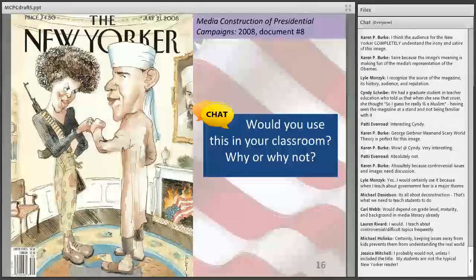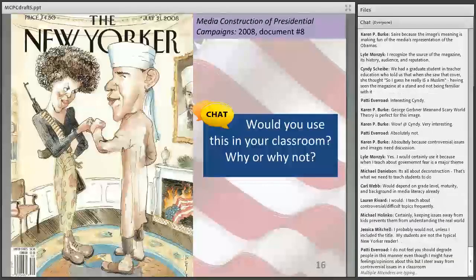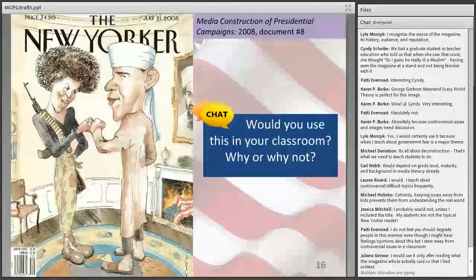So Lauren's raising an important issue, and that is talking about the audience for those of us who are teaching. We've been talking about the audience for a media document, but we also need to be reflecting on the audience for those we're teaching: grade level, maturity, background information, whether or not you've successfully talked about contentious issues in your setting before.